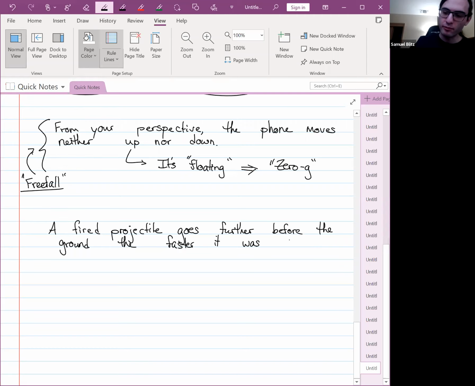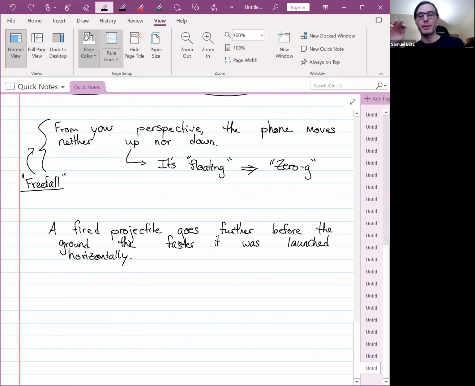I'm missing an N. I mean, that's obvious, right? If you shoot a baseball up and to the right at 45 degrees, it'll go much further if you fire it at 100 miles an hour as opposed to 40 miles an hour. That's just common sense, right? The object spends the same amount of time in the air, but it'll travel a further distance horizontally.